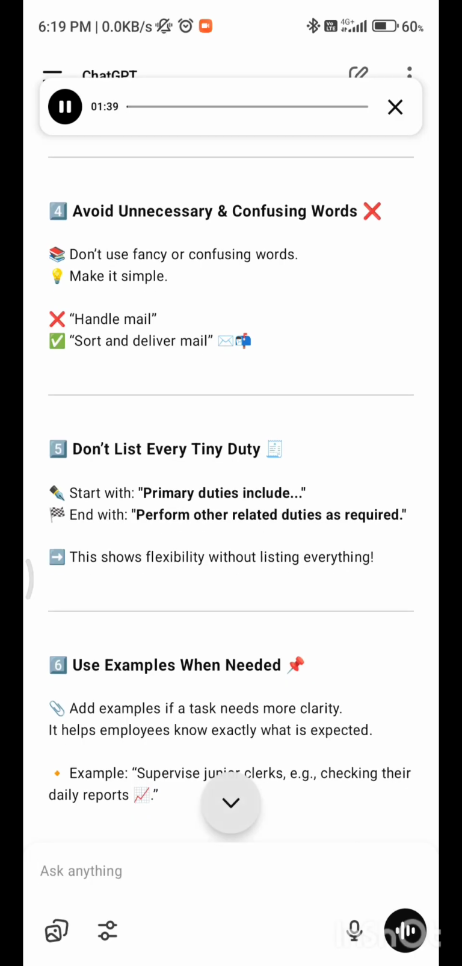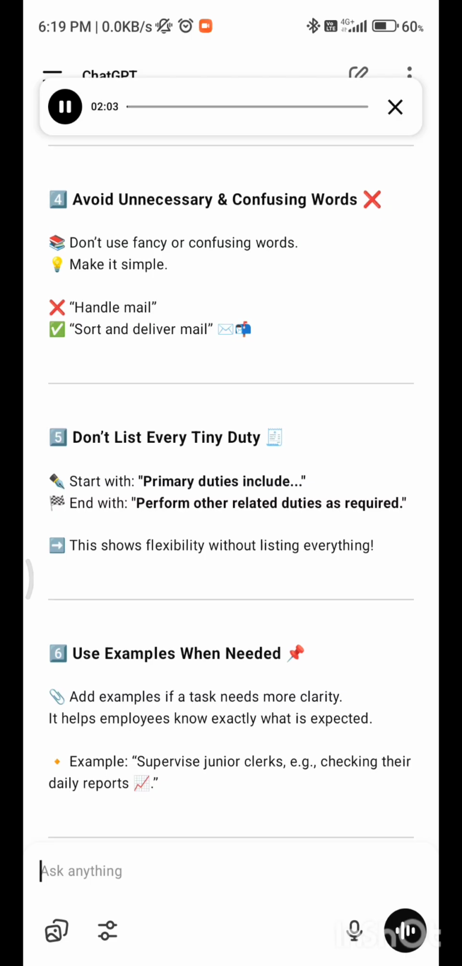4. Avoid unnecessary and confusing words. Don't use fancy or confusing words. Make it simple. Handle mail. Sort and deliver mail. 5. Don't list every tiny duty. Start with primary duties include. End with perform other related duties as required. This shows flexibility without listing everything.